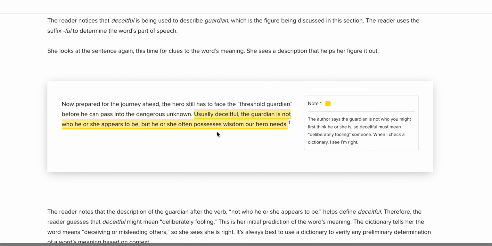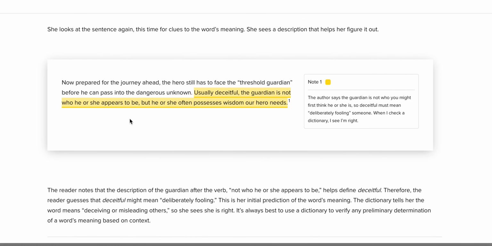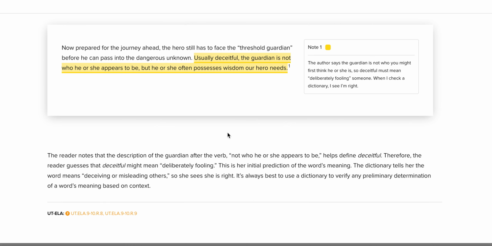This is what the student wrote. The author says that the guardian is not who you might first think he or she is. So, deceitful must mean deliberately fooling someone. And then when I check a dictionary, I see that I'm right. So by looking at the context and seeing that there's a little bit of a definition being offered here, is not who he or she appears to be, tells us about what deceitful must mean. And that's how you use context clues to determine the meaning of a word or a phrase.